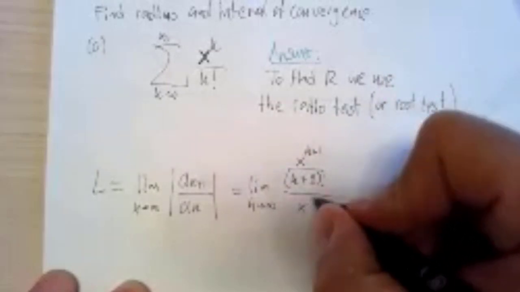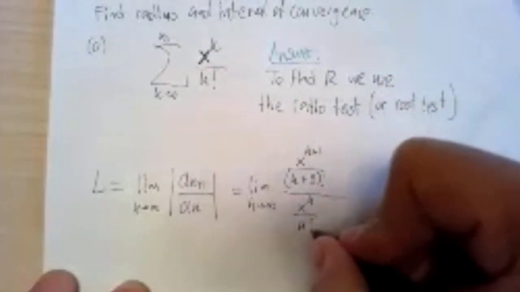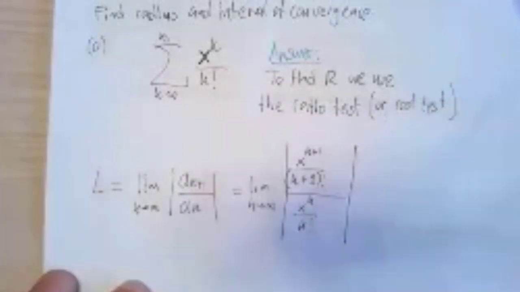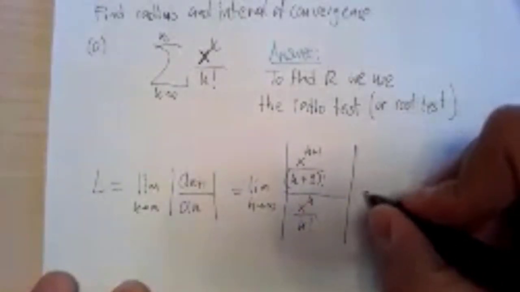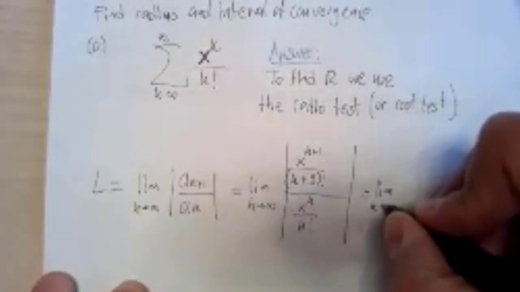All of that divided by x to the k over k factorial, big absolute value of that, right? And here the absolute value is important because we don't know x. X can be positive, it could be negative, we don't know it, all right? So let's write this down as a single fraction first.